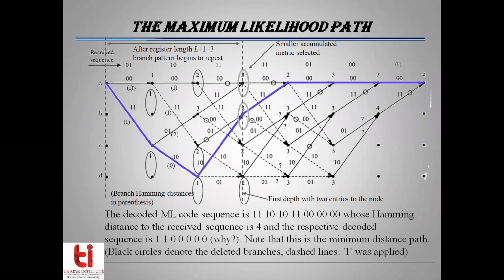In this trellis, you can see the Hamming distances indicated in parentheses. These are branch Hamming distances. It means the Hamming distance between the output generated by this code and the corresponding received sequence. So we know that the Hamming distance between 0, 0 and 0, 1 is 1. So 1 is indicated here.